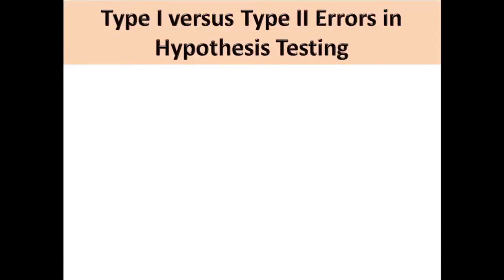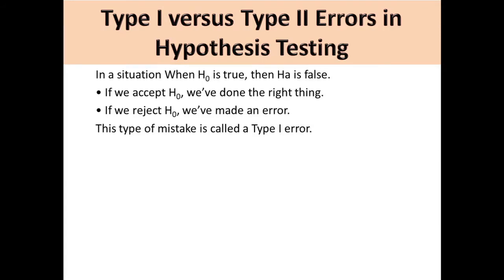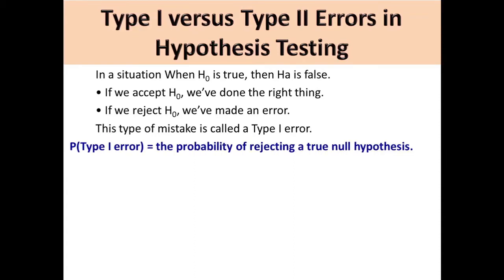Type 1 versus type 2 errors in hypothesis testing. Null hypothesis and alternative hypothesis are mutually exclusive and all-inclusive. We have a situation where one is true and the other is automatically false. In a situation when the null hypothesis is true, the alternative hypothesis is false. And if we accept the null hypothesis, we have done the right thing. But if we reject the null hypothesis, we have made an error. And this type of mistake is called a type 1 error. Therefore, we can define type 1 error as the probability of rejecting a true null hypothesis.